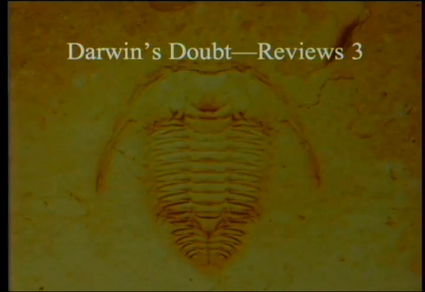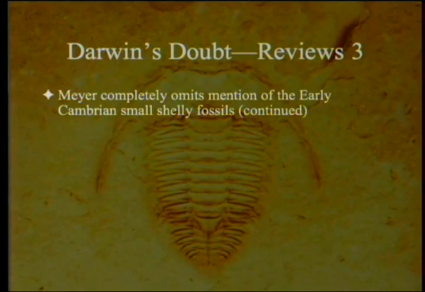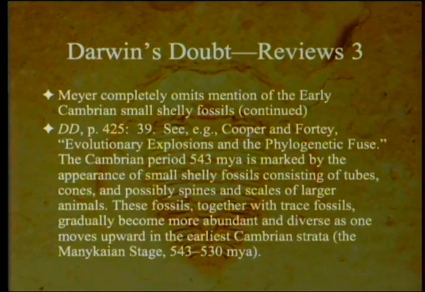And in fact, there's even a quasi-treatment of the small shelly fossils. Darwin's Doubt, page 425, note 39. See for example, Cooper and Fortney, Evolutionary Explosions and the Phylogenetic Fuse. The Cambrian period, 543 million years ago, is marked by the appearance of small shelly fossils consisting of tubes, cones, and possibly spines and scales of larger animals. These fossils, together with trace fossils, gradually become more abundant and diverse as one moves upward in the early Cambrian strata. That's the Manykaian stage, 543 to 530 million years ago.